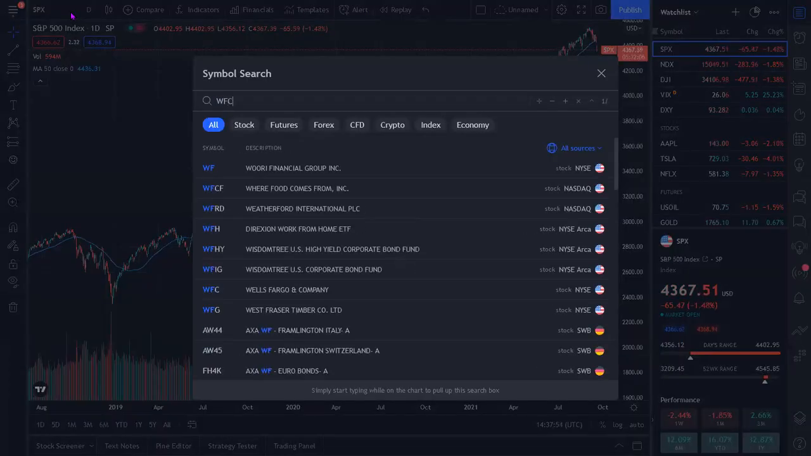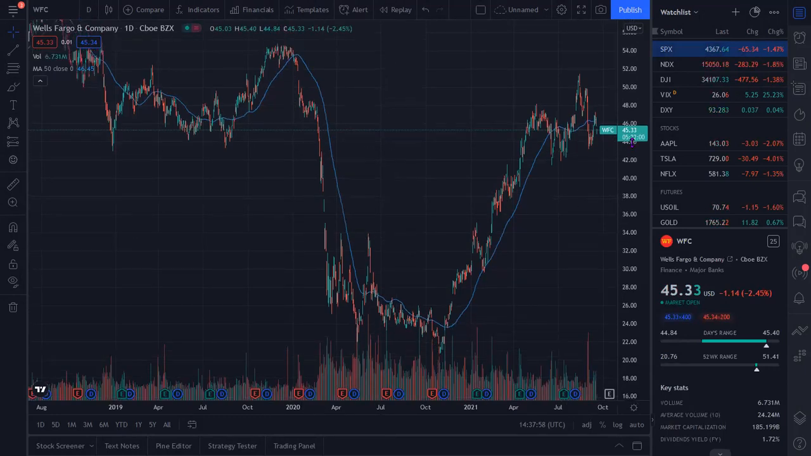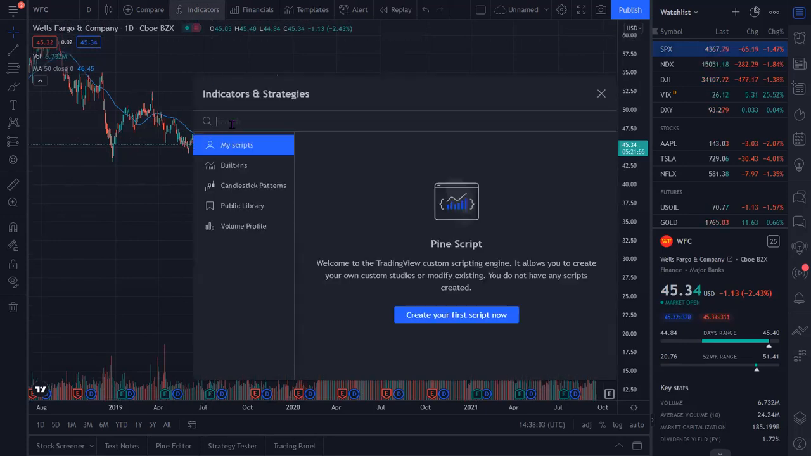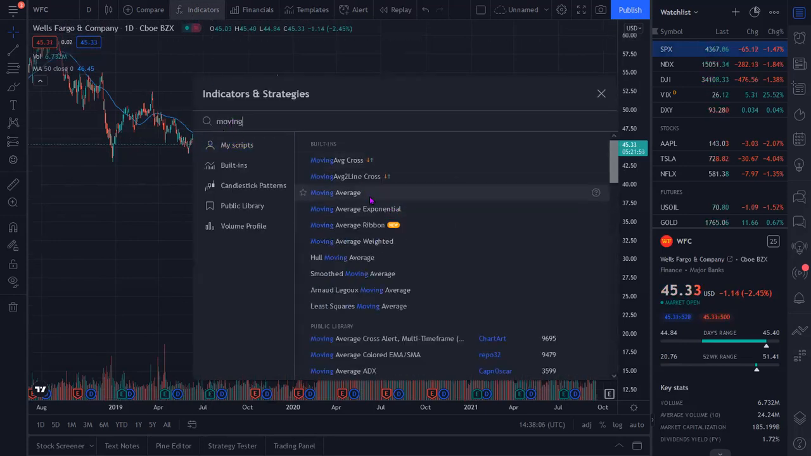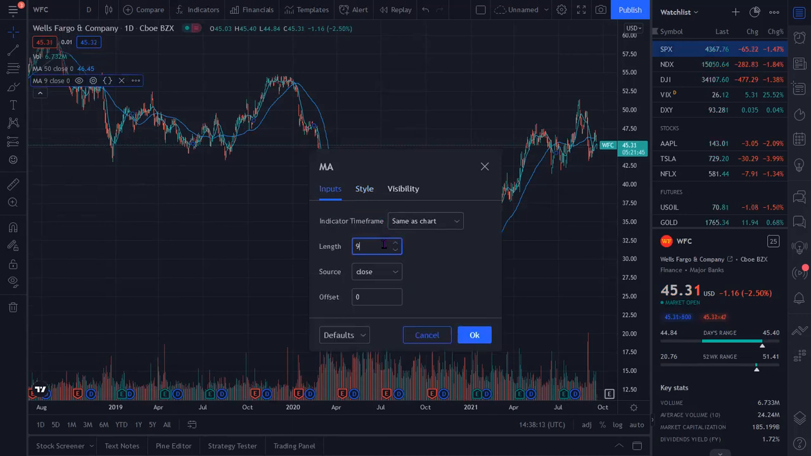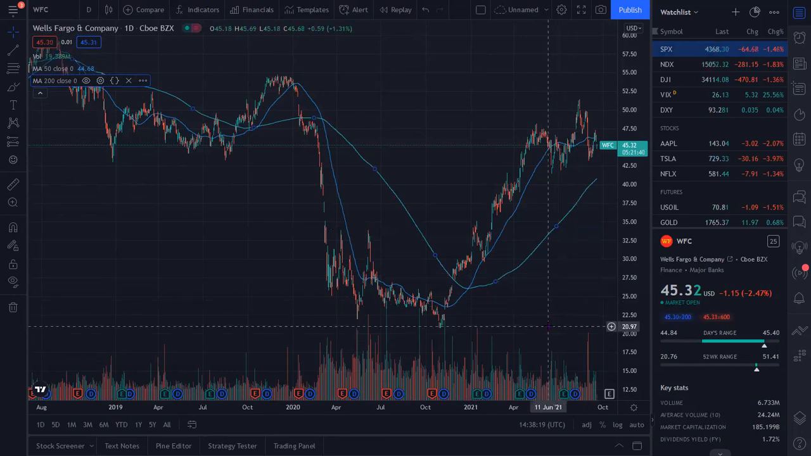So let's look at an example with two plots. And we're going to pull up Wells Fargo. We're going to add a 200-day moving average to this. All right, so now we have both of these plotted. And this is fairly common to do, to plot the 50 and the 200-day moving average. And what you look at here is how those averages relate to each other, right?